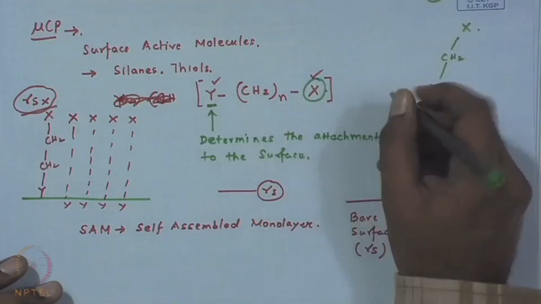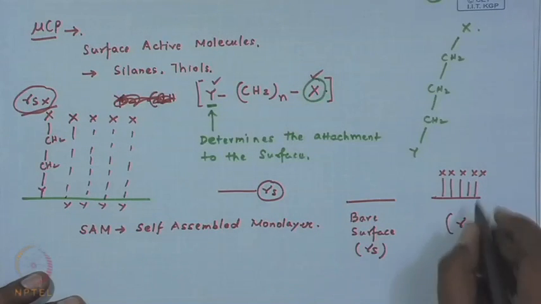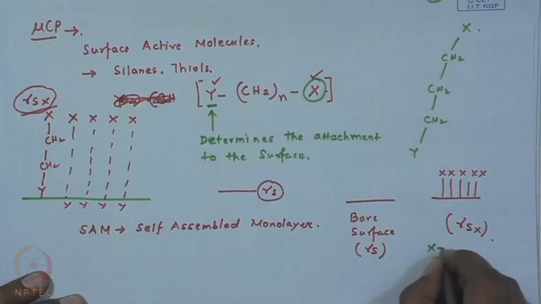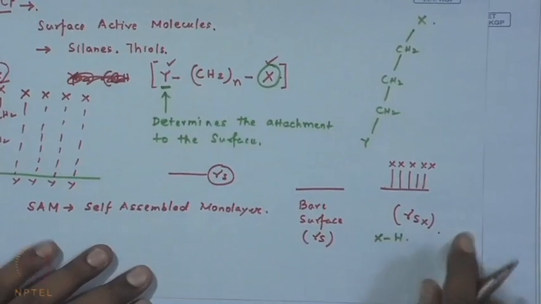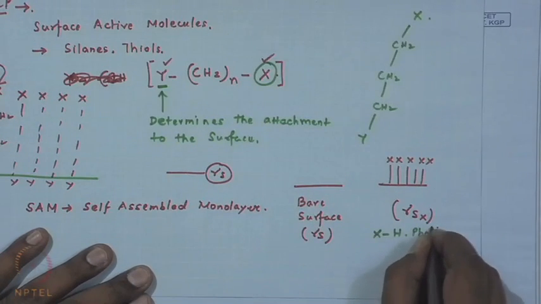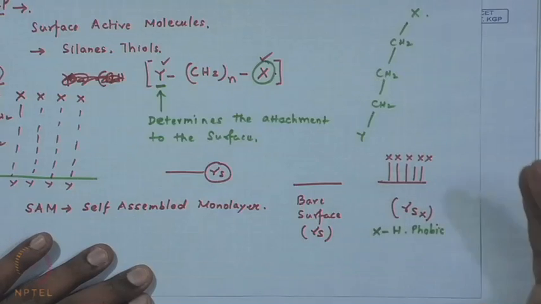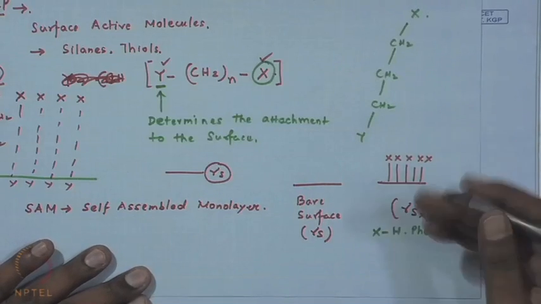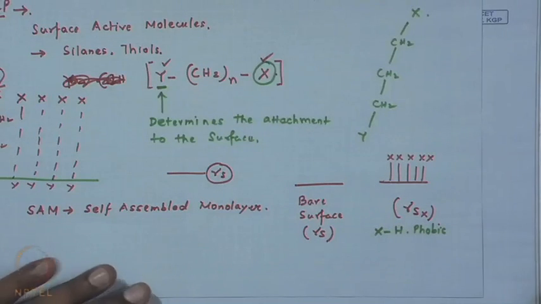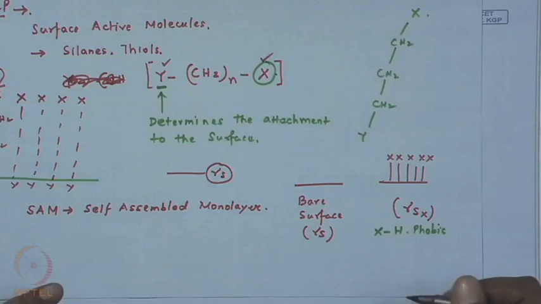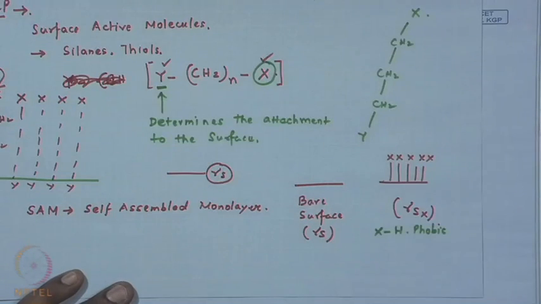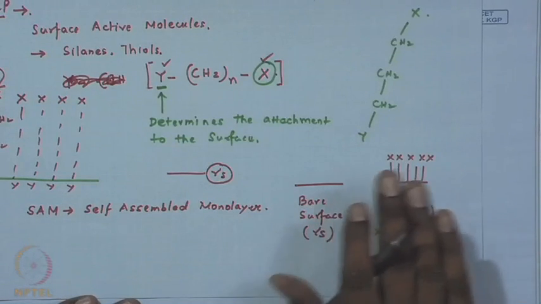Whether the surface energy increases or not, or what will be the generic nature of the SAM coated surface, depends on the nature of X. So, if the ligand X is hydrophobic, then what is going to happen? The whole coated surface will behave as a low energy hydrophobic surface. On the other hand, if X is hydrophilic, then after coating you can get a more wettable type of surface.